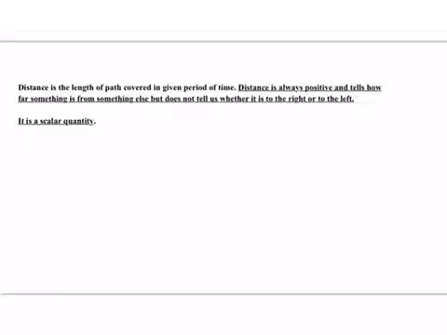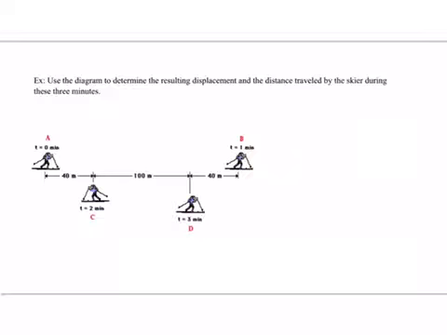But distance is the length of path covered in a given period of time. It is always positive and tells how far something is from something else, but doesn't tell us whether it is to the right or to the left. So it's a scalar quantity.